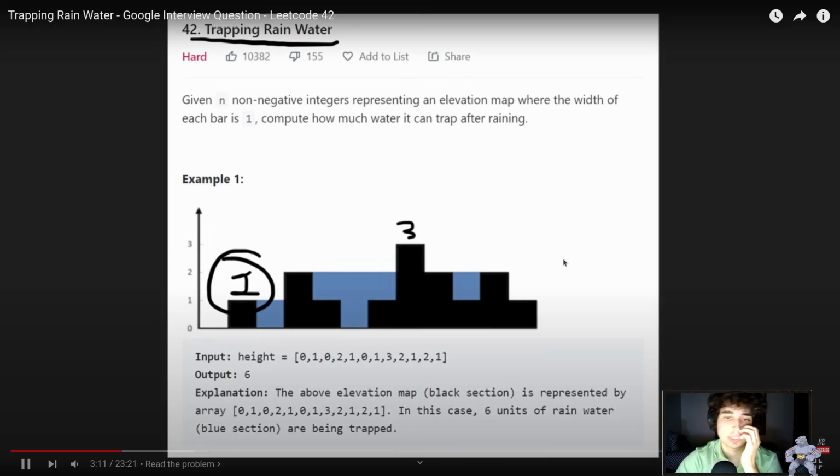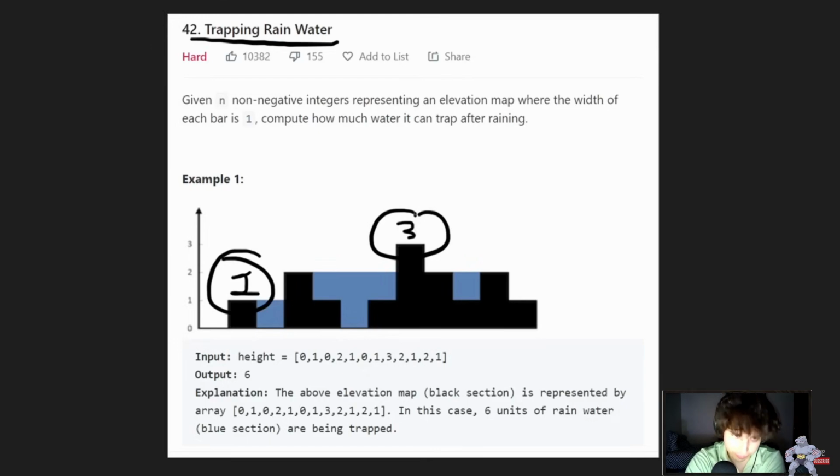If we take the minimum of... Can I take... I'm just going to let him finish.